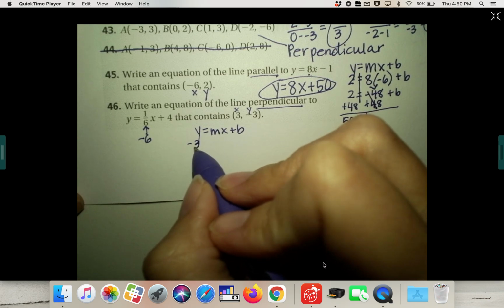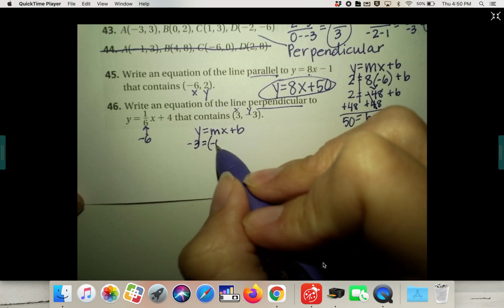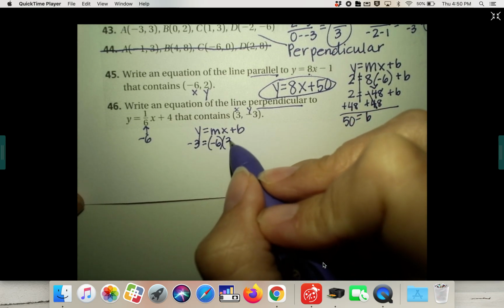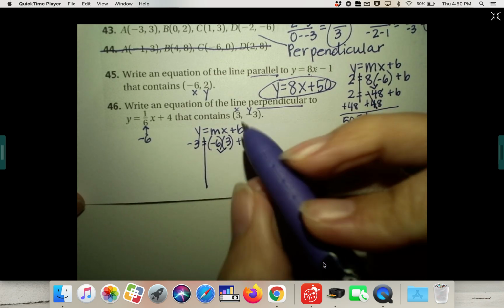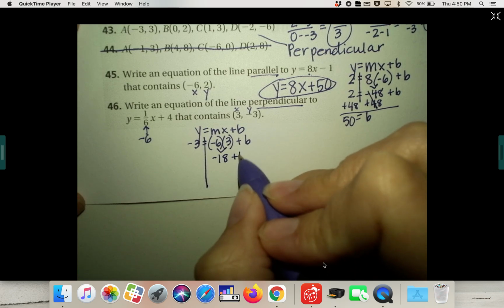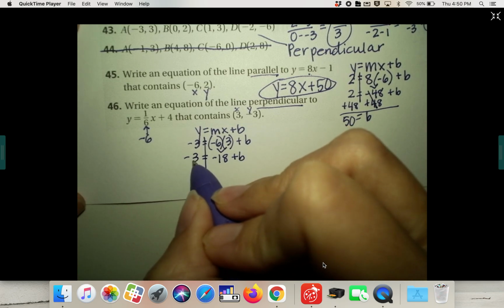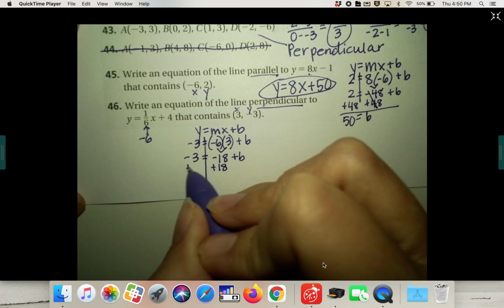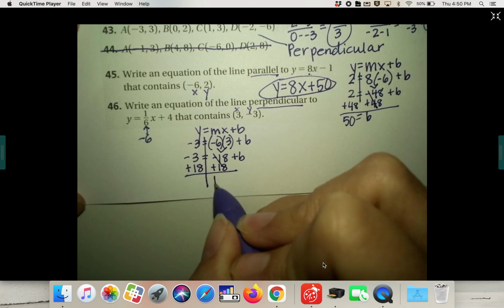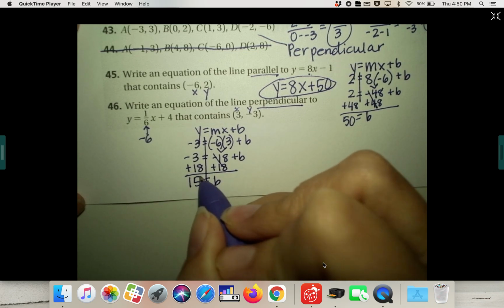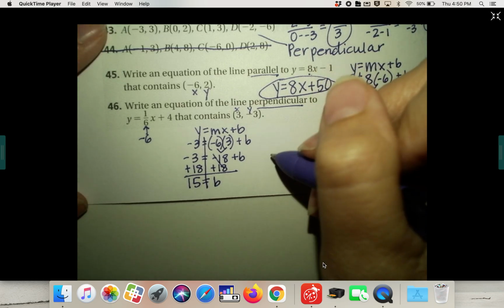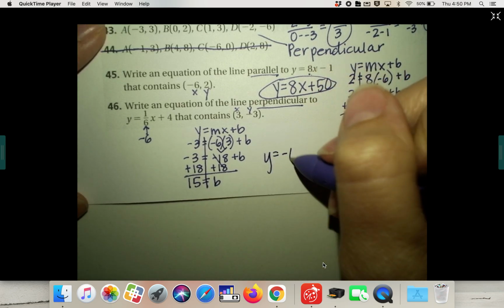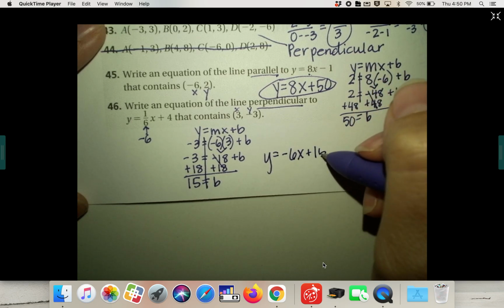So negative 3 equals negative 6 times positive 3, because I'm borrowing it, plus b. That would be negative 18 plus b. So therefore, I'm going to add 18 to both sides, and b would be 15. So put it all together with my opposite reciprocal slope because it's perpendicular, and it is y equals negative 6x plus 15.